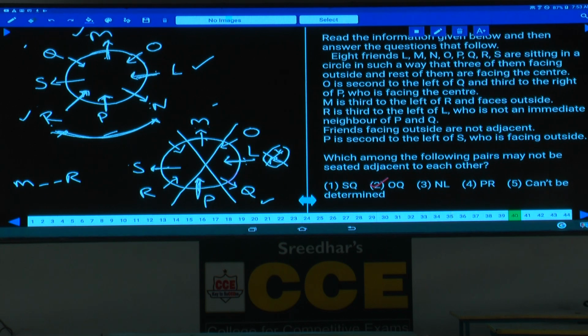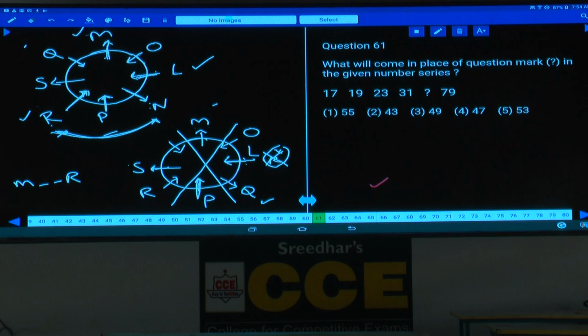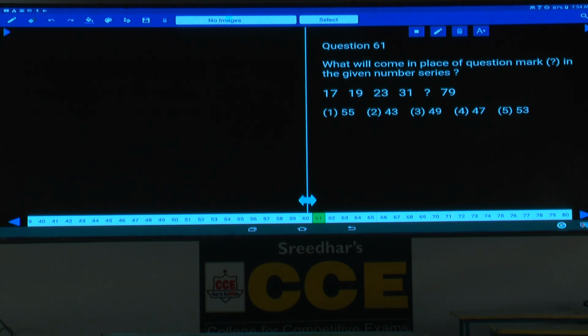Number series. Question numbers 61 to 65. Now in this question number 61: 17, 19, 23, 31. As the numbers are increasing at a very small rate, hence we should go for what? What is the model it comes under? It comes under difference, isn't it?